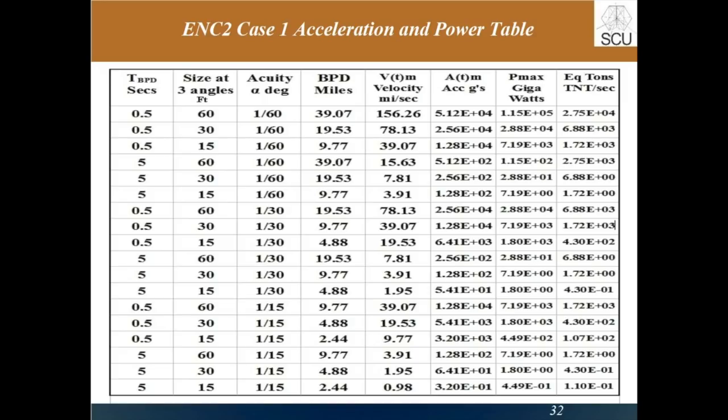Here, these are the angles seen at: 60 feet, 30 feet, 15 feet, and visual acuity of 1/60th of a degree, 1/30th of a degree, 1/15th of a degree.